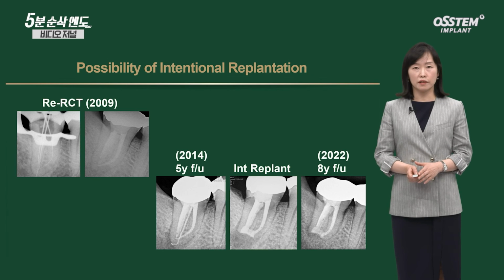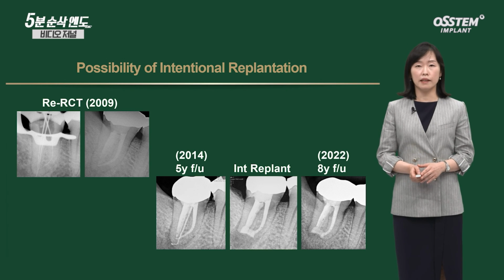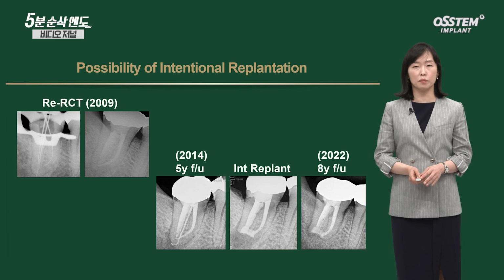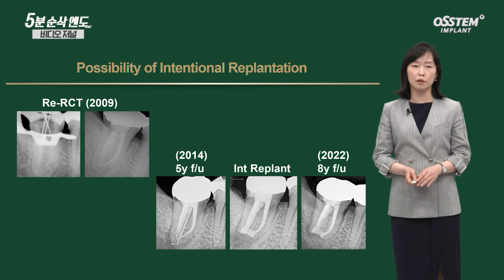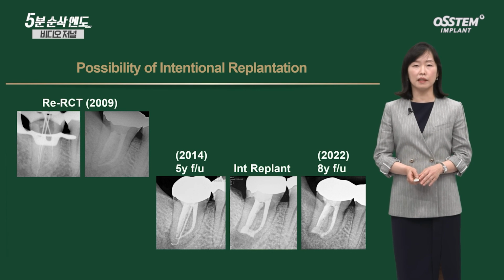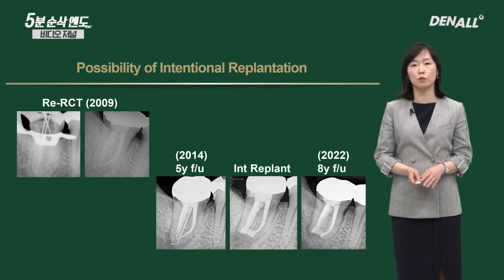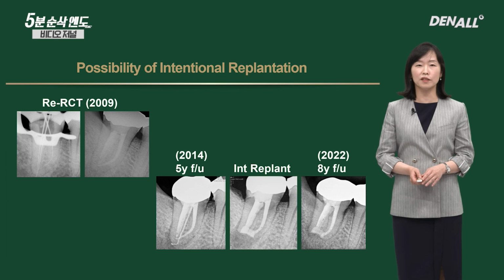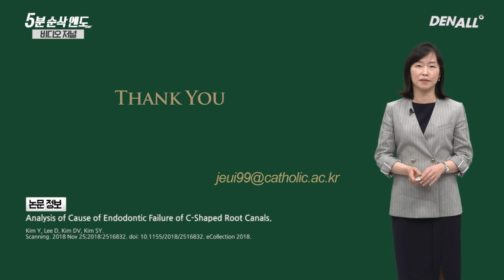What I want to emphasize is that when we do endodontic treatment or re-endodontic treatment on C-shaped root canals, we need to do our best. At times, intentional replantation may be necessary due to the structure of C-shaped root canals. And when I do treatment on C-shaped root canals, I always tell the patient of the possibility of surgery. I hope you bear that in mind.